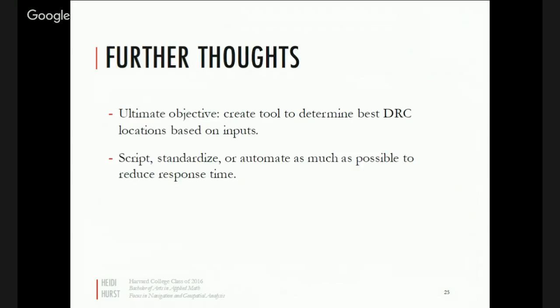So I said at the beginning that my goal was to build a FEMA tool where you put in all the information that says, hey, put DRCs here. As you can see, that's not what I did. I did it in the opposite direction. I said, if you want to put a DRC here, how good is the location? So my hope by working this problem backwards in a sense is to leave FEMA with a starting place or a basic tool or a framework that they can then use to create this type of tool.